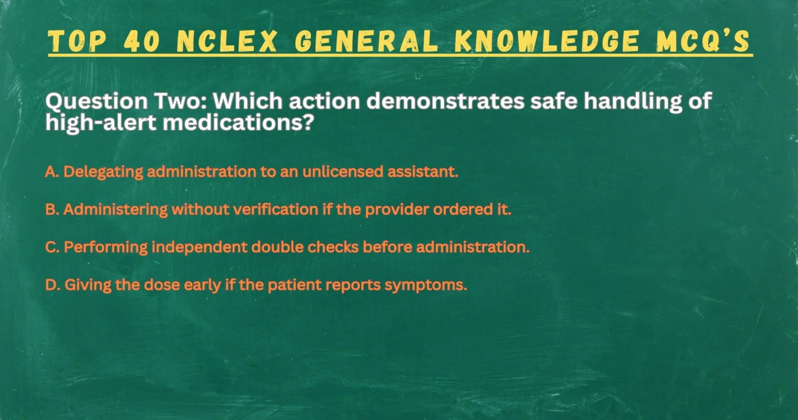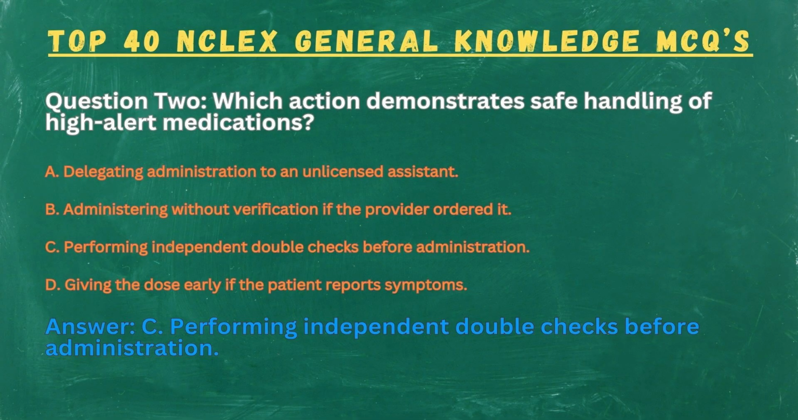Question 2. Which action demonstrates safe handling of high-alert medications? A. Delegating administration to an unlicensed assistant. B. Administering without verification if the provider ordered it. C. Performing independent double checks before administration. D. Giving the dose early if the patient reports symptoms. Answer: C. Performing independent double checks before administration.